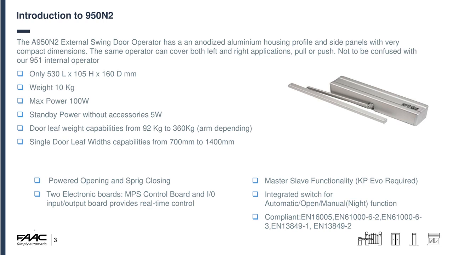There is an integrated switch for opening, automatic and open, and manual night function, on the side. With the manual night function, you can turn the operator off, and if people are locking a front door, make sure your client knows that they have to unlock the door before they turn the operator on so they don't burn the motor out. The operator is compliant with EN 16005 regulation, which covers a lot of the points to do with disability access, and also a few of the EN 61000 points, and the EN 13849 points.